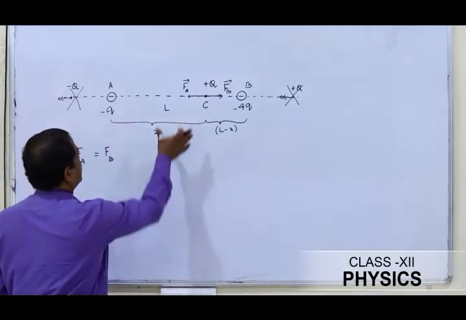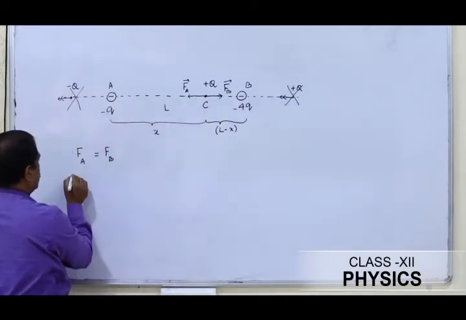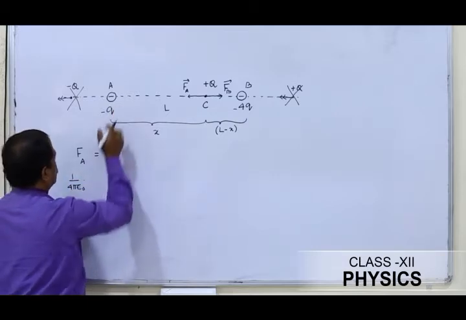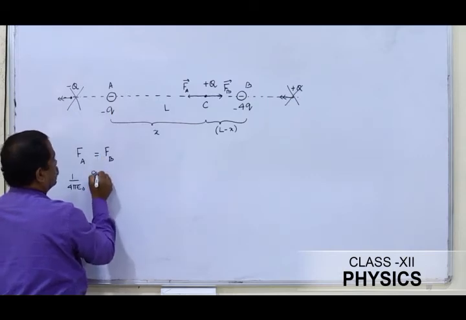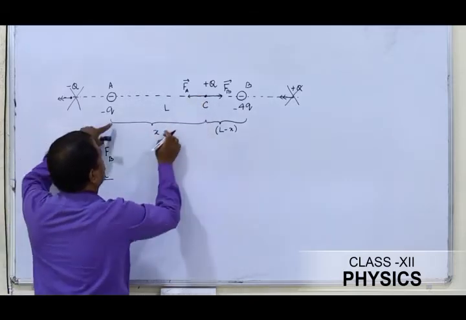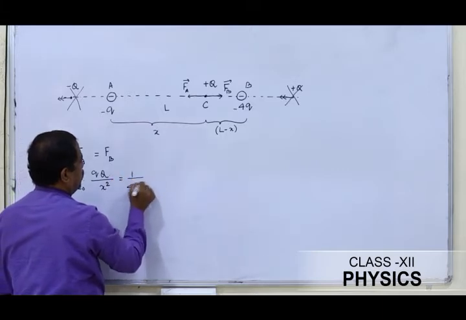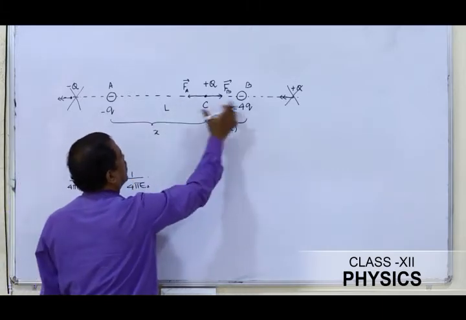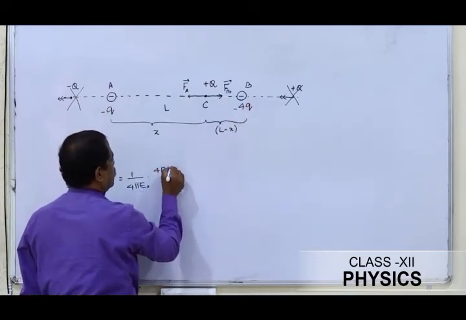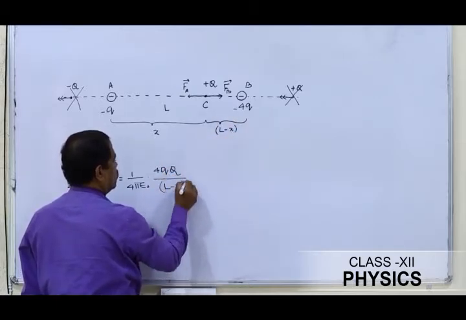If that is the case, then what is FA for me? FA is the Coulomb force between these two point charges. We already know that this is 1 by 4 pi epsilon naught into the product of the two charges, so Q into capital Q, divided by distance square. This position is at a distance of x, so x square. FB is equal to 1 by 4 pi epsilon naught into the product of these two charges, so 4Q into capital Q, divided by distance square. So this is L minus x, the whole square.